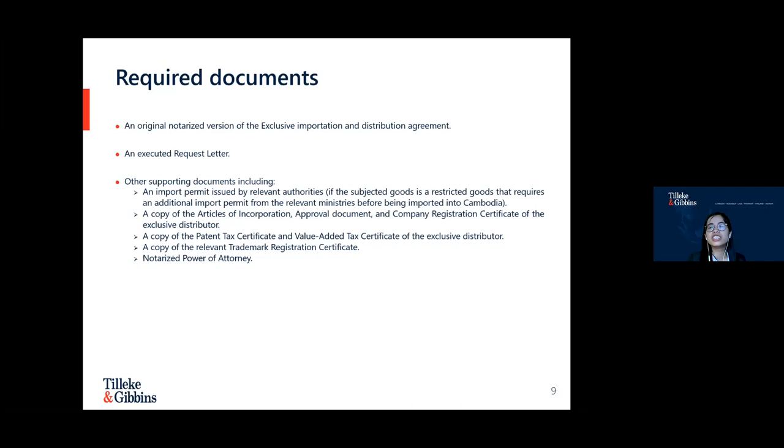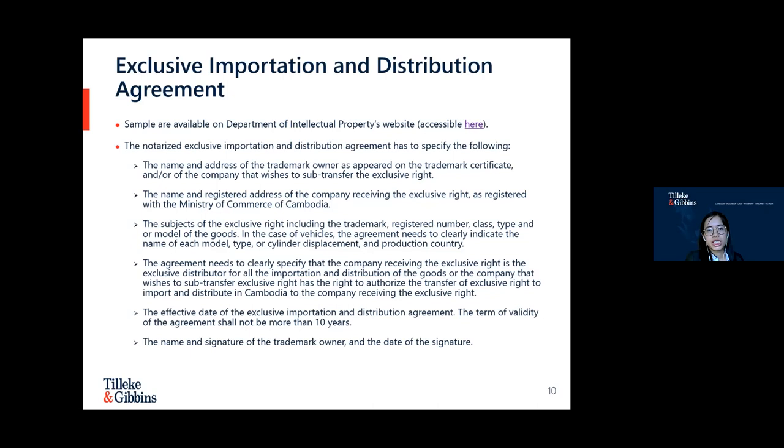For the sample of the exclusive importation and distribution agreement, it is available on the Department of Intellectual Property website. Once you get a copy of this slide, I think you can access that, or you can just go to the website and check for the form. It's available there. It's just a one-page document. So the trademark owner or the local distributor have a choice between using the sample provided by the Department of Intellectual Property, or they could use their own versions.